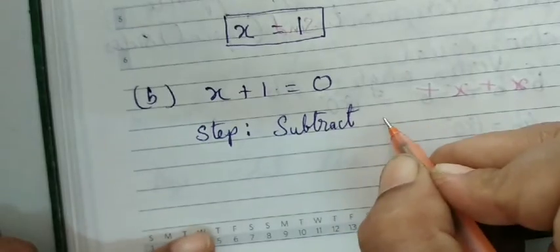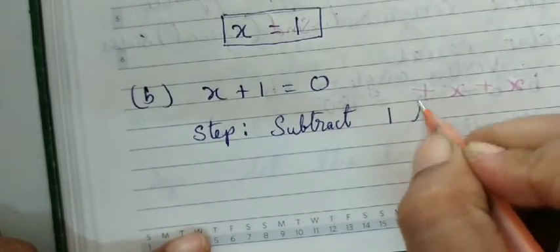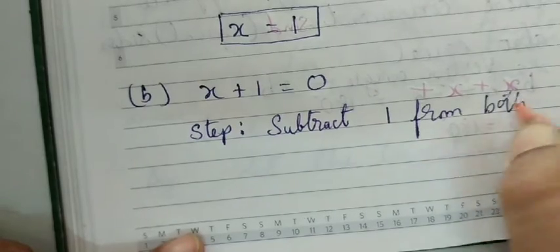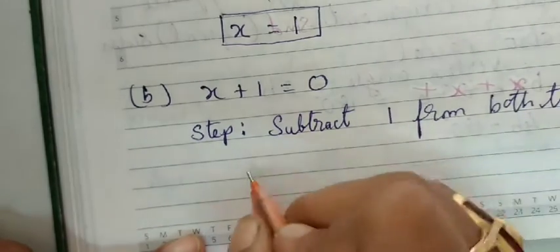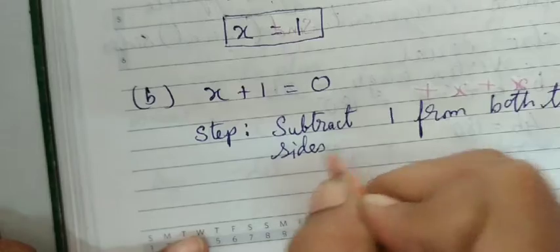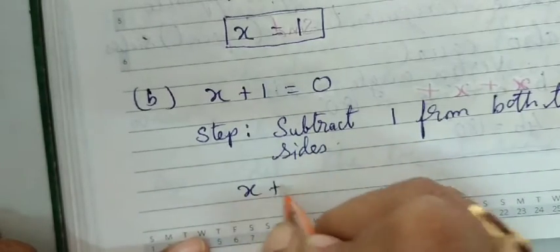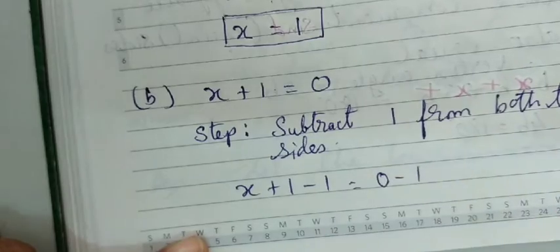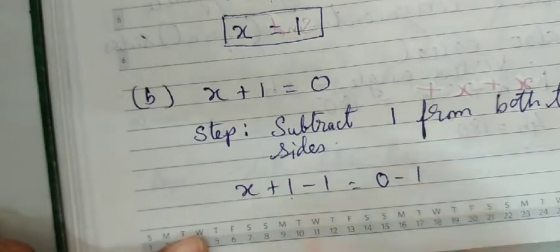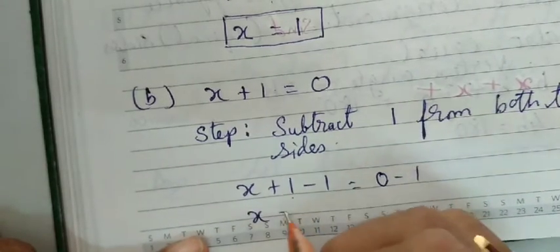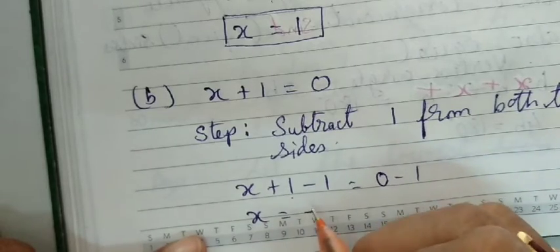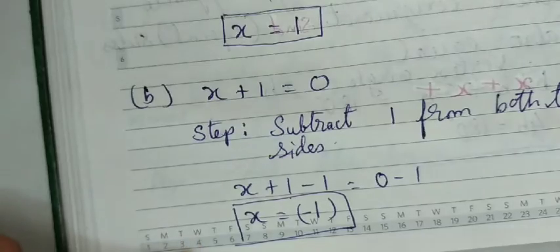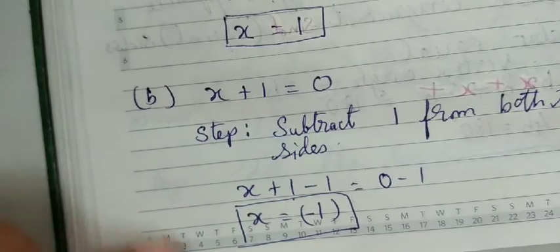Subtract 1 from both the sides. So that's what I am doing. x plus 1 minus 1 is equal to 0 minus 1. ये हो गया 1 - 1 0. So x is equal to -1 will be the answer. Hope you have understood this.